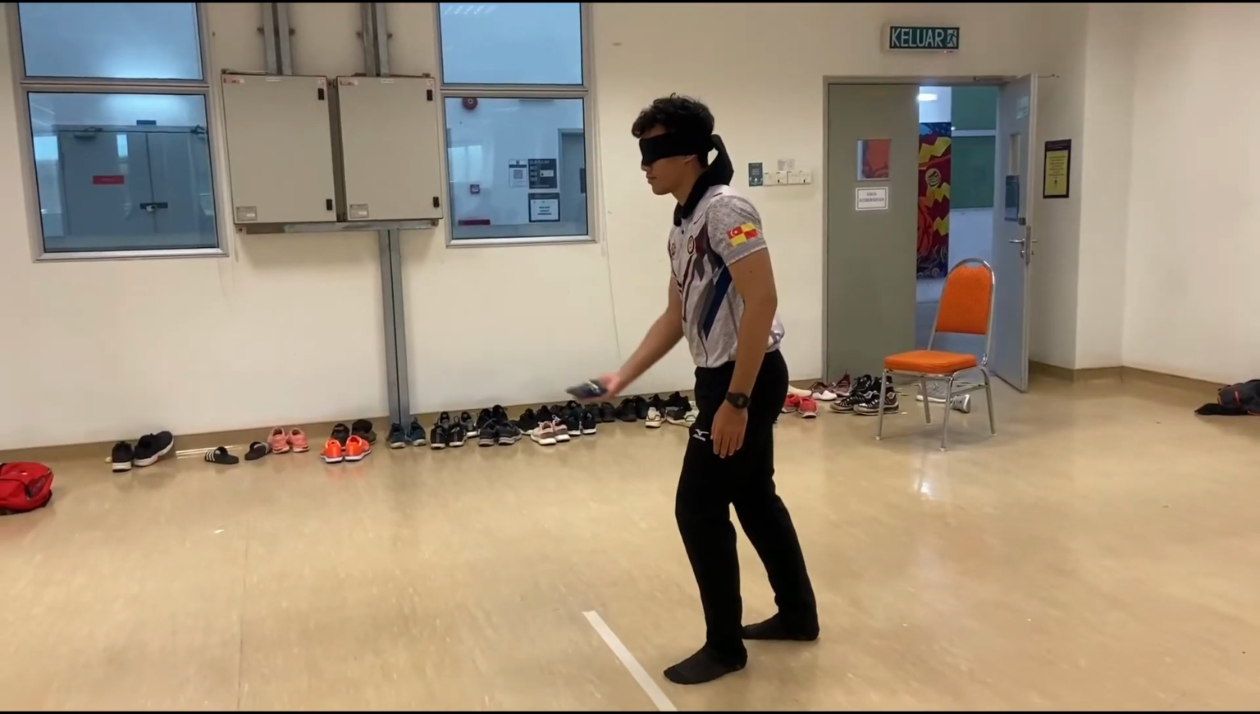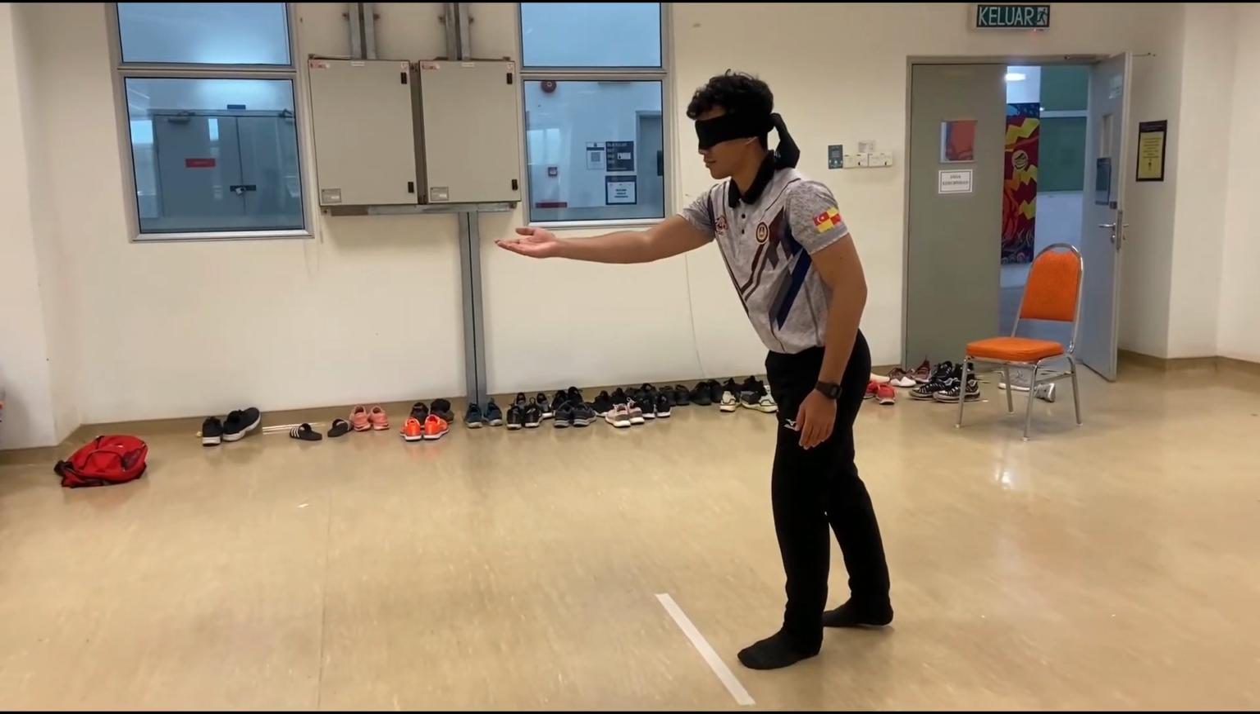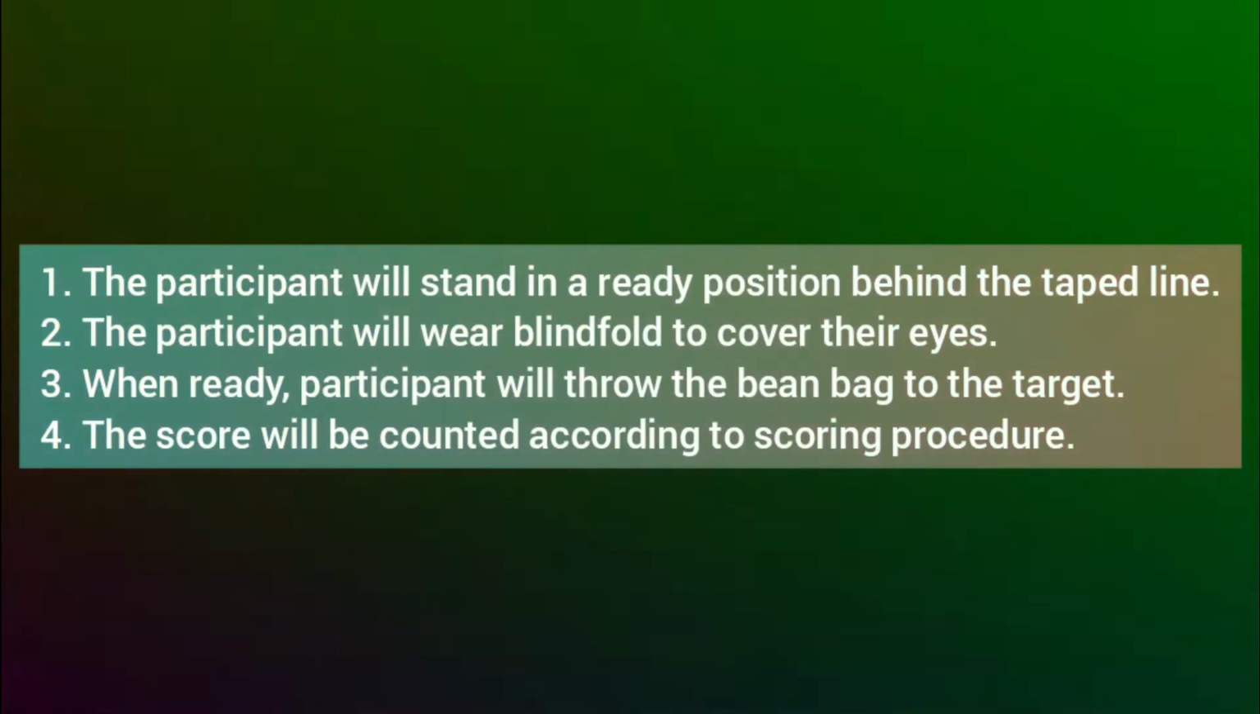So now you will see the demonstration of the hand toss. Procedure. The participant will stand in a ready position behind the tape line. The participant will wear a blindfold to cover their eyes. When ready, the participant will throw the beanbag to the target. The score will be counted according to the scoring procedure.